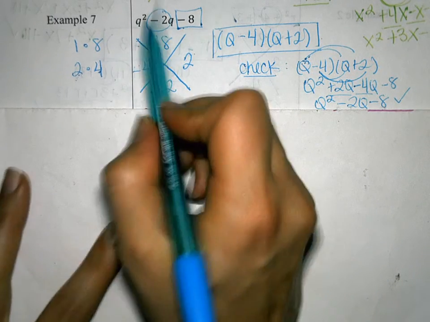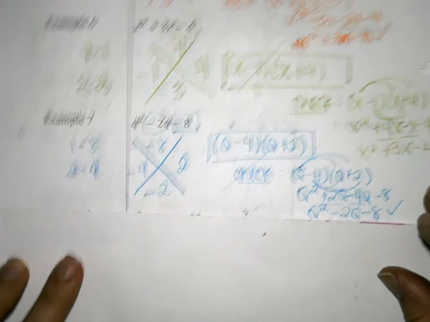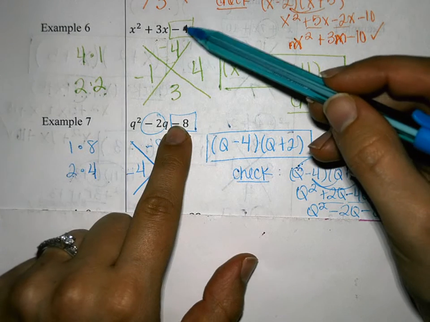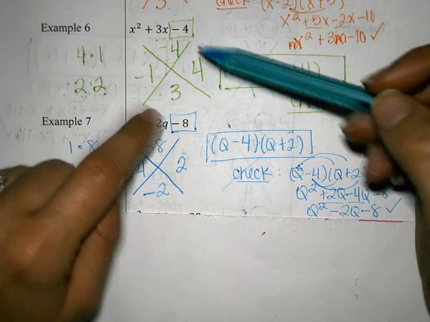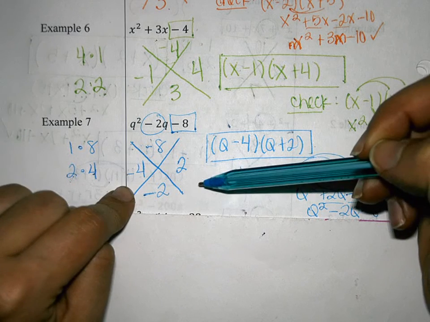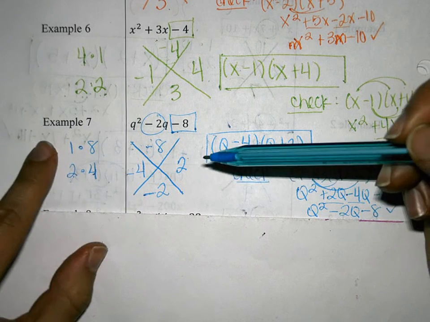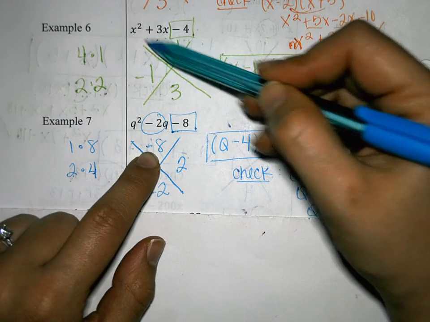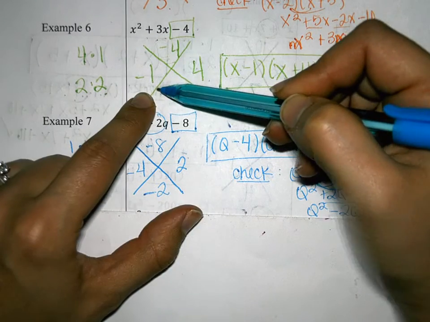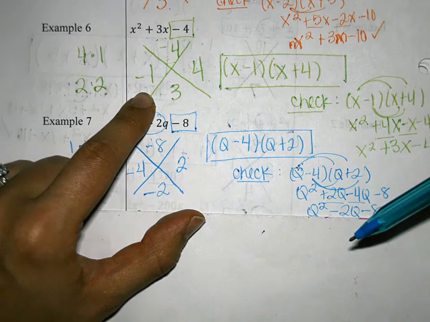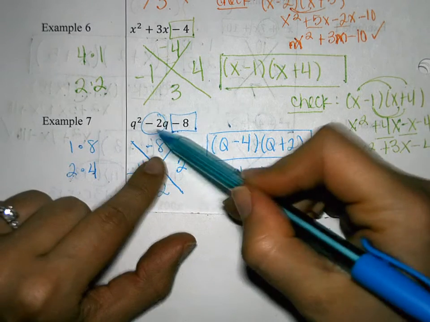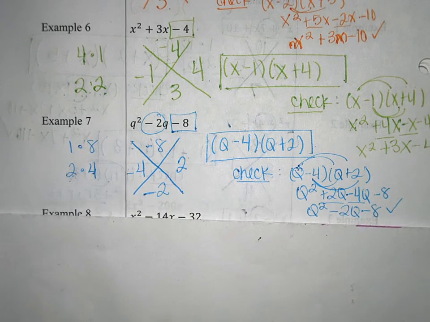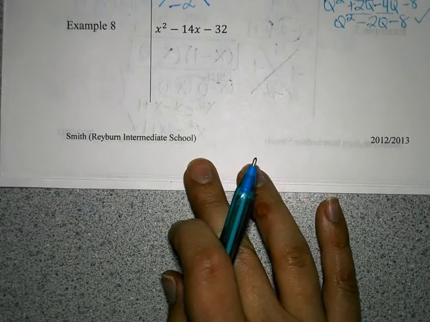So looking at example 6 and 7, if my last number is negative, I'm always going to have one positive and one negative, because a negative times a positive is how I get a negative. If my middle term is positive, the smaller number has to be negative. If my middle term is negative, the bigger one has to be negative. So let's see if that's true in our last example, example 8.